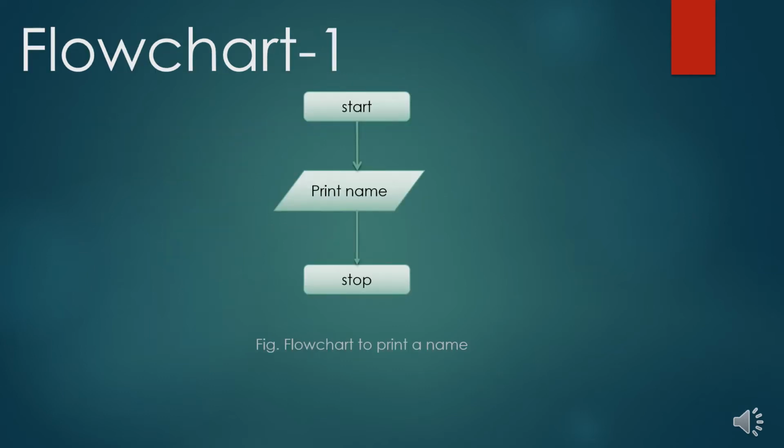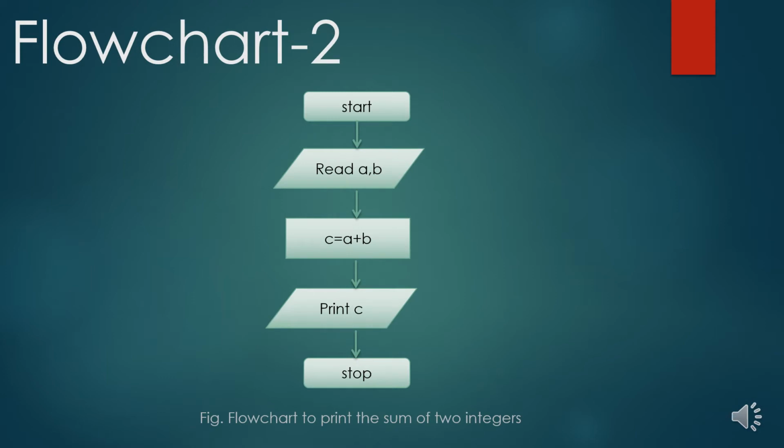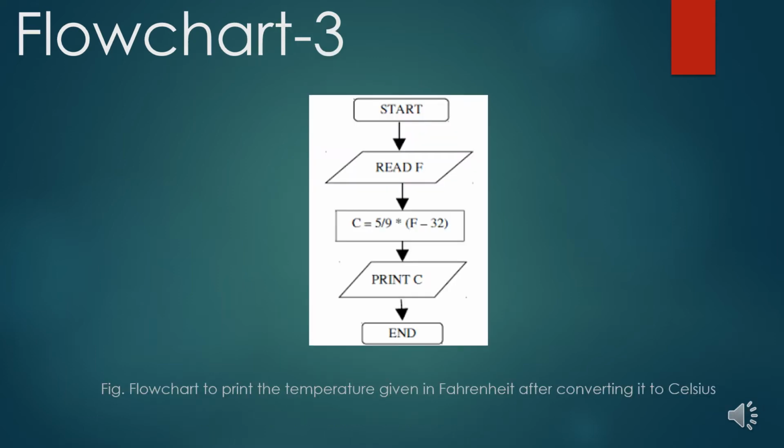Now this is a very simple flowchart to print a name. It just says start, print name, and stop. The symbols are in accordance with the previous slide that we have seen. Now this is a second flowchart, which is also very simple, and it is just to print the sum of two integers. In the input we have taken two integers a and b. Then we have calculated the value of c, that is a plus b, and then we have printed the value of c. That's all.